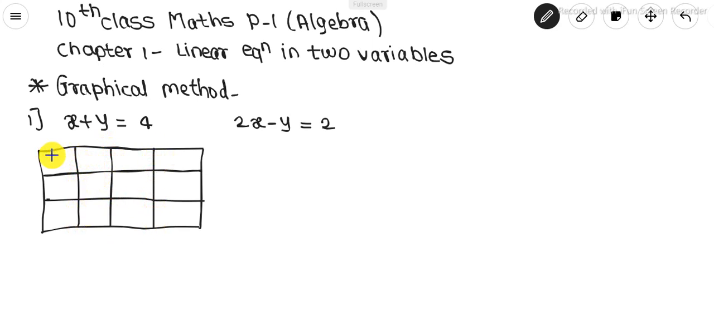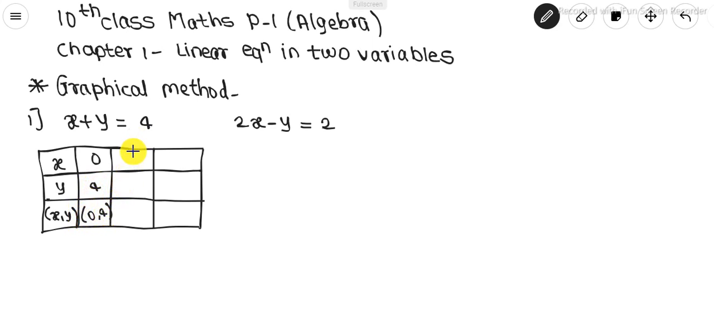The first linear equation is x plus y is equals to 4. Now we have to find out the coordinates for drawing a graph. Here we see roughly how to find out the coordinates. If we put the value of x is equals to 0, then y is equals to 4. This is the first x and y coordinate, 0, 4.